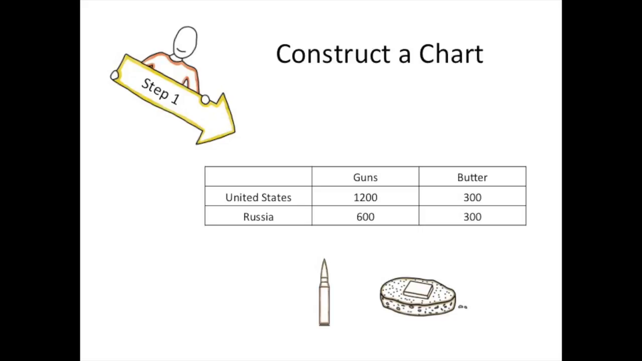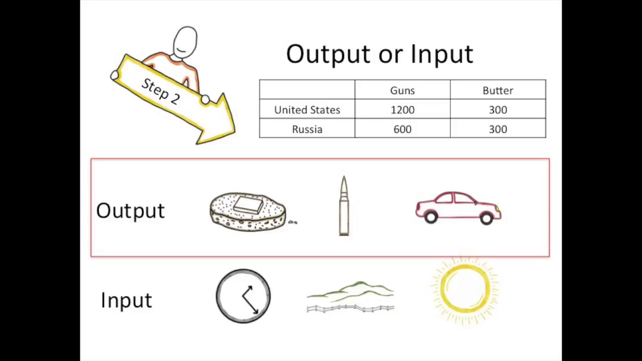Suppose the United States can produce 1,200 guns or 300 butters, and Russia can produce either 600 guns or 300 butters. Let's see how to figure out which nation should produce guns and which nation should produce butter. Step 1. Construct the chart. Step 2. Determine if the problem is an input problem or an output problem.